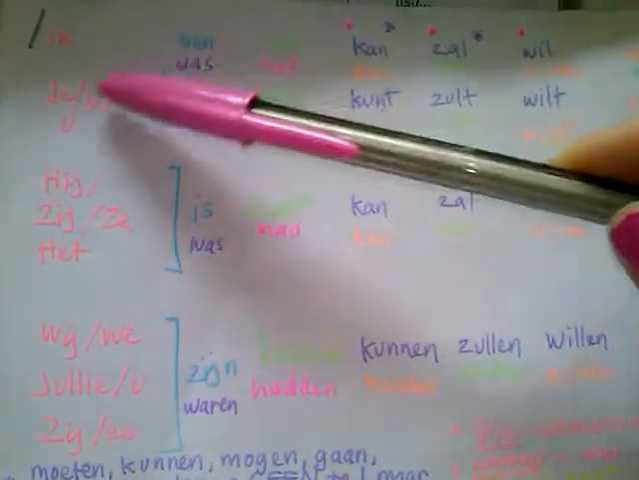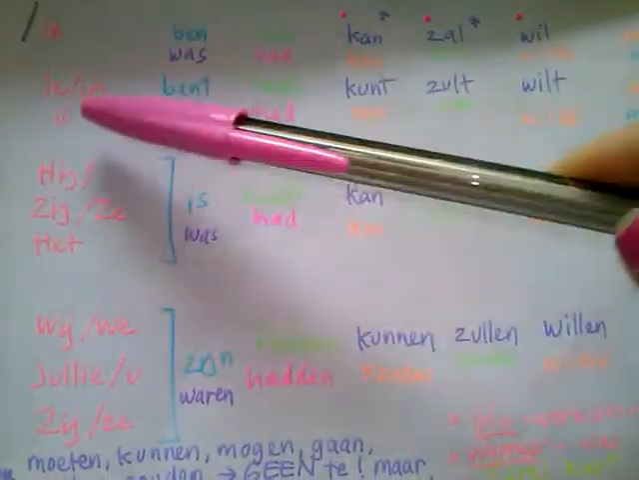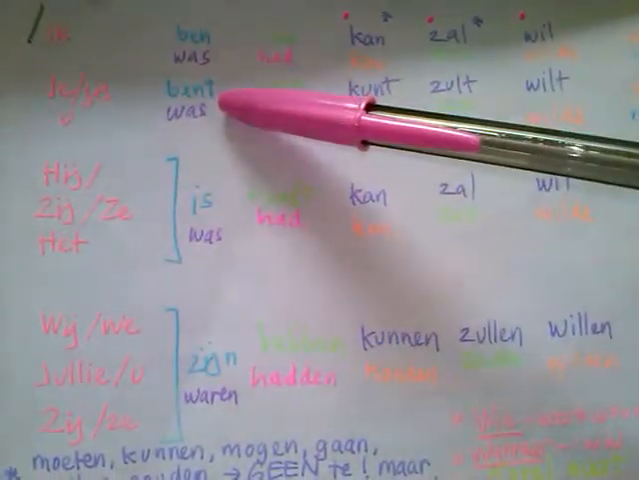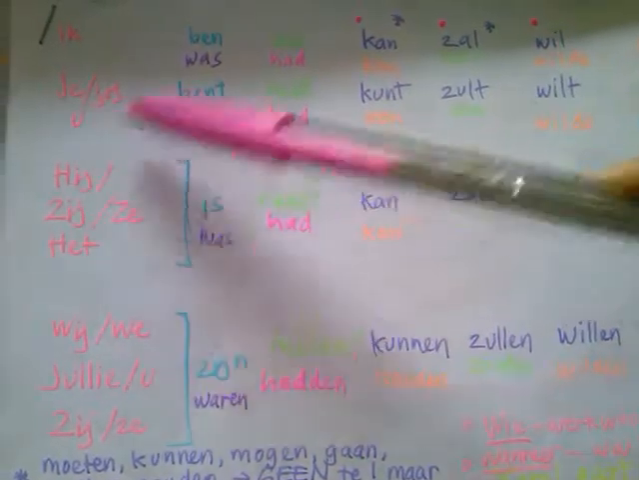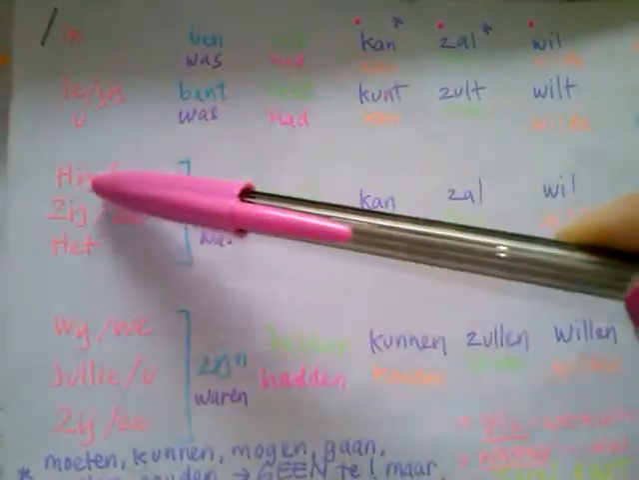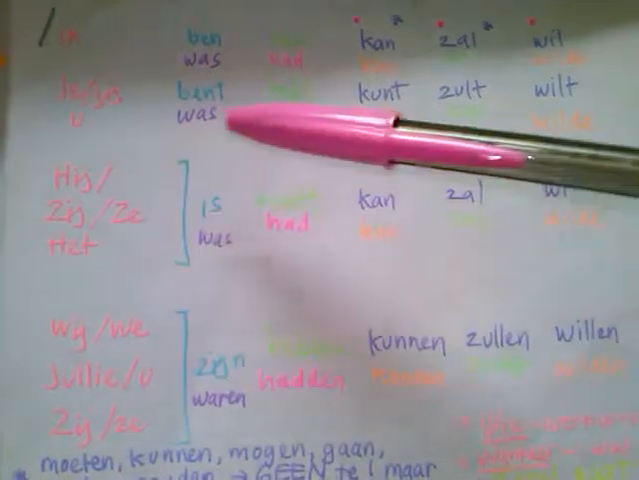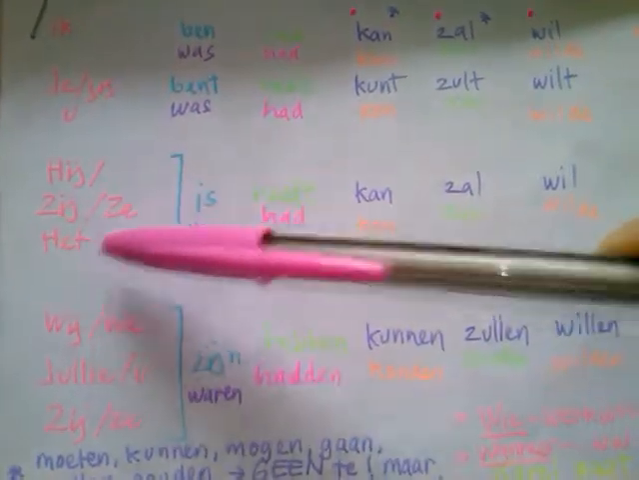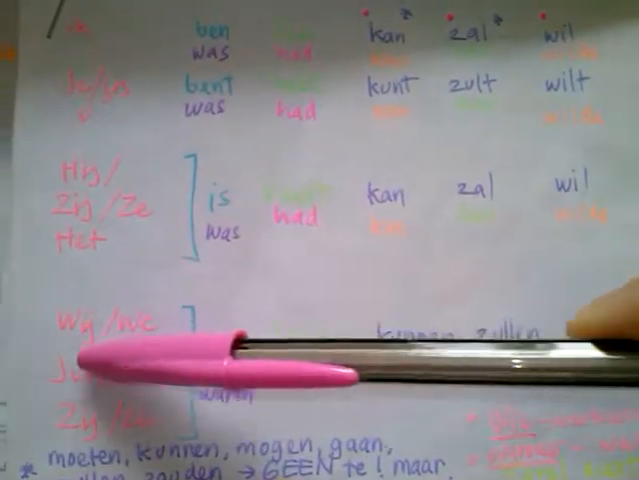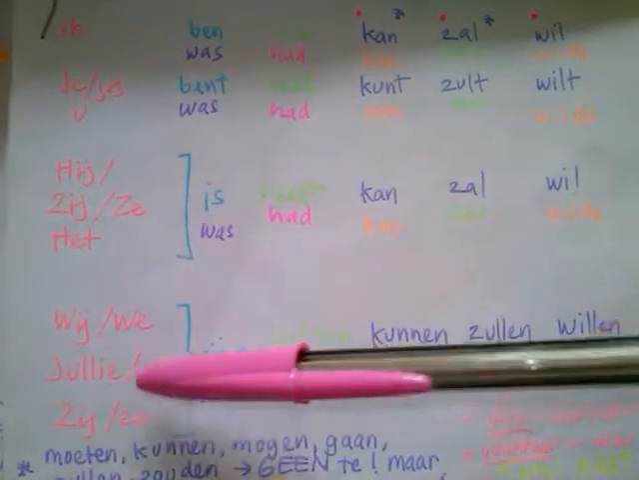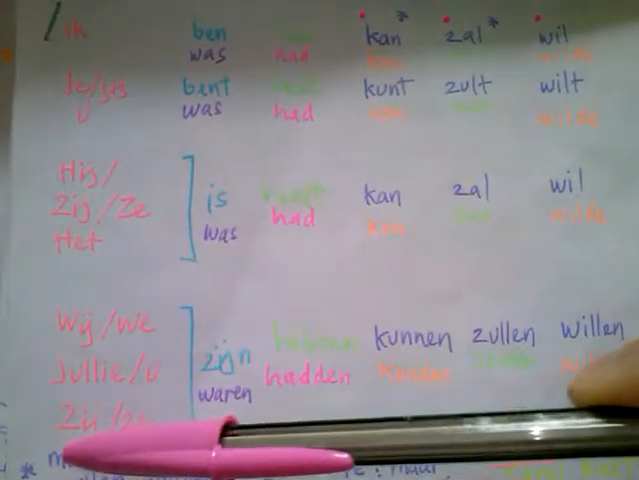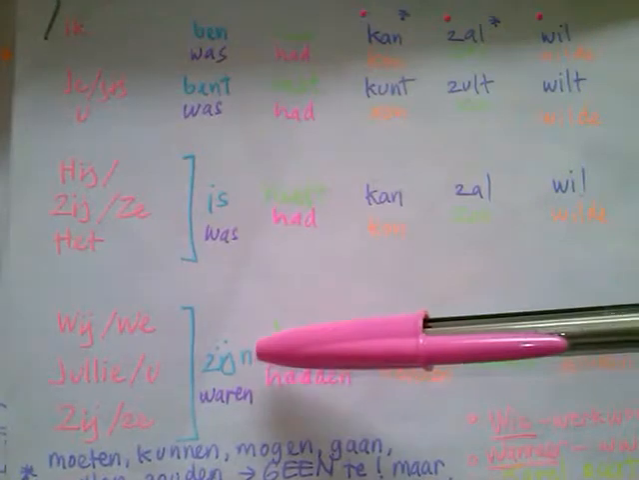Okay. Ik ben. Jij of jij bent. U bent. Hij, zij, ze, het, is. Wij, we, jullie, u, zij, ze, zijn.